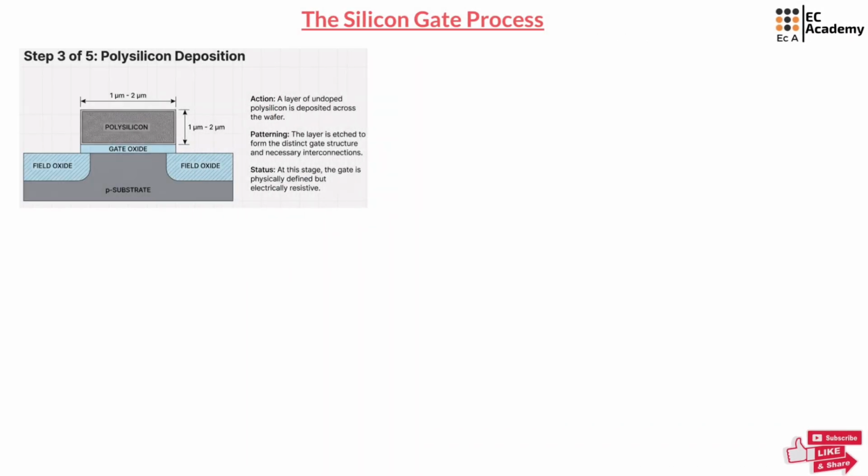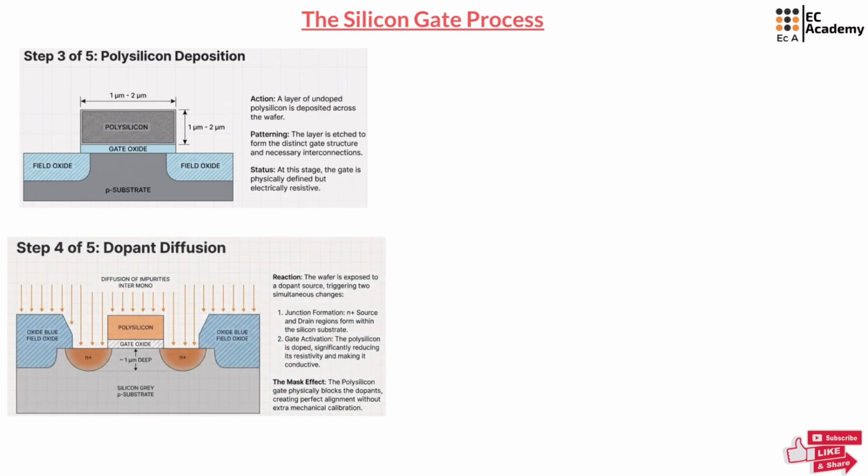In the next step, an undoped polysilicon layer is deposited all over the wafer. After depositing the polysilicon all over the wafer, this polysilicon layer will be etched away in the correct shape to form our transistor gate and also to form the interconnection. Now remember this, student, this is a very important step.